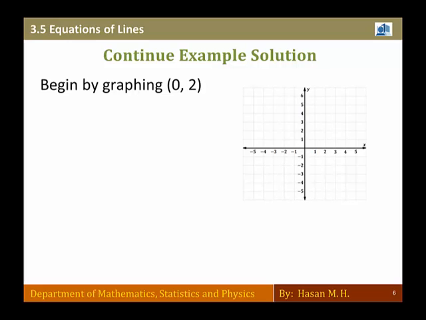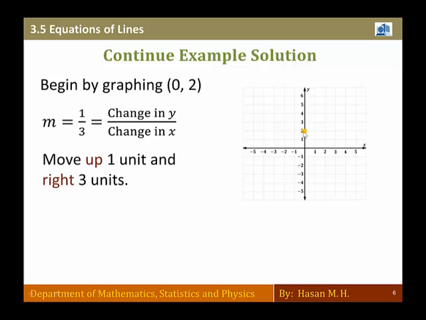Begin by graphing the ordered pair (0, 2). Since the slope is equal to 1 over 3, the 1 is the change in y and the 3 is the change in x. Move up 1 unit and right 3 units. 1, 2, 3. Connect them.